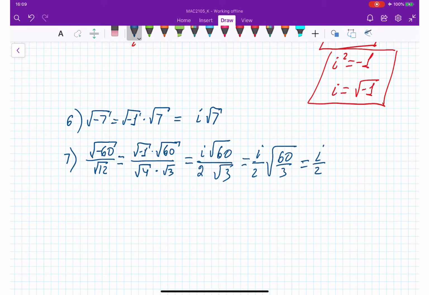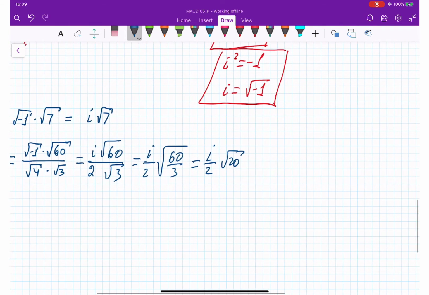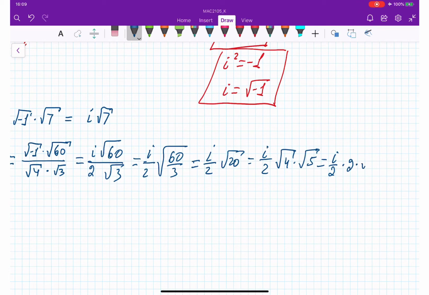So i over 2 and square root 20, right? Which is going to be equal to i over 2. Square root 20 I can break down into square root 4 times square root 5. So square root 4 is 2, which will be i over 2 times 2 times square root of 5. So i over 2 times this 2 here, and it's going to be gone, and we will have only i. Yes?